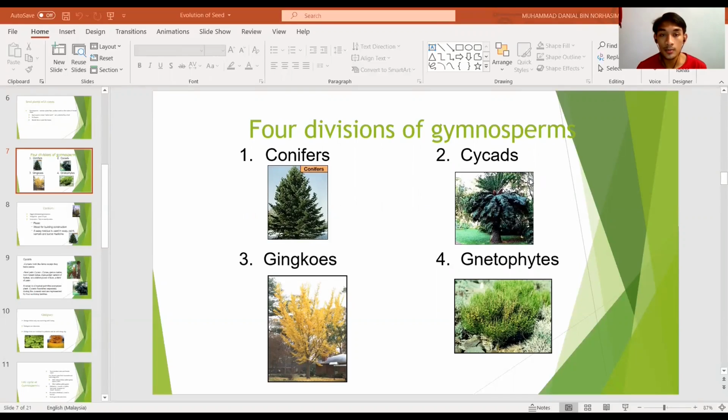These are the four divisions of gymnosperms, which are conifers, cycads, ginkgos, and gnetophytes.